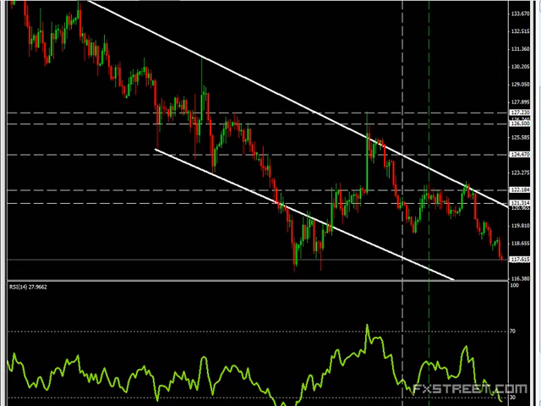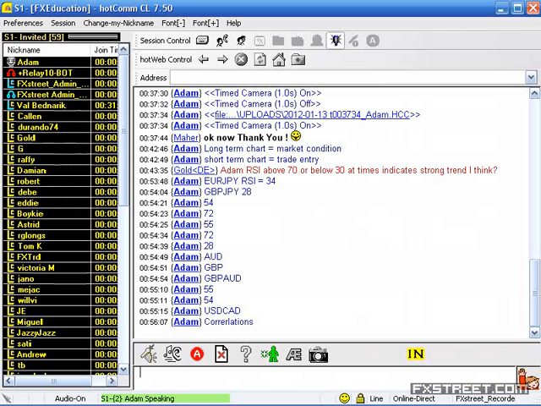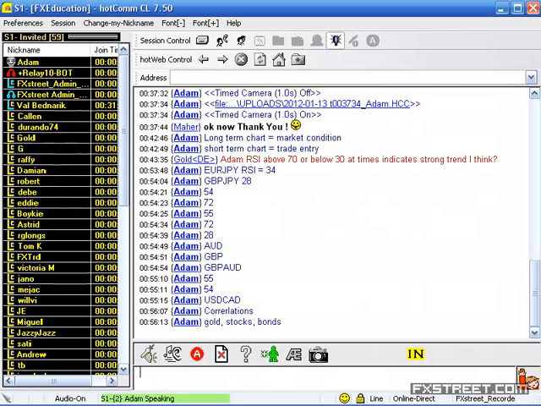There are so many different ways to do this. Correlations: forex, gold, stocks, bonds. I have an idea. I haven't tested this yet. I just haven't had the time. The 10-year U.S. Treasury bond yield tends to move pretty closely with the U.S. dollar. The 10-year German Bund yield tends to move pretty much close to the euro currency.